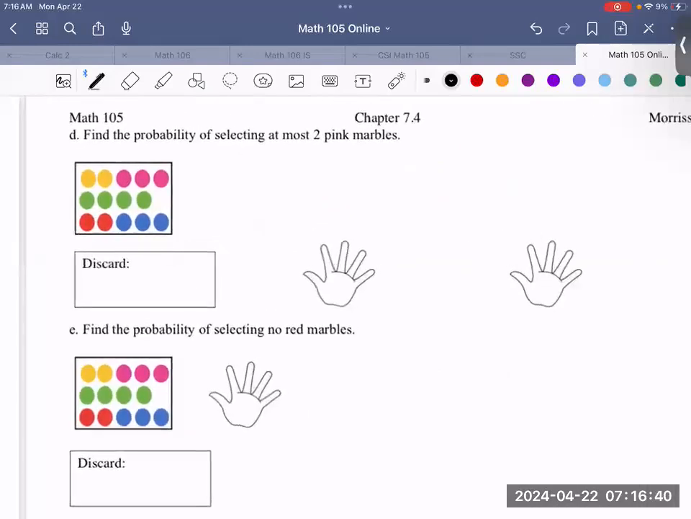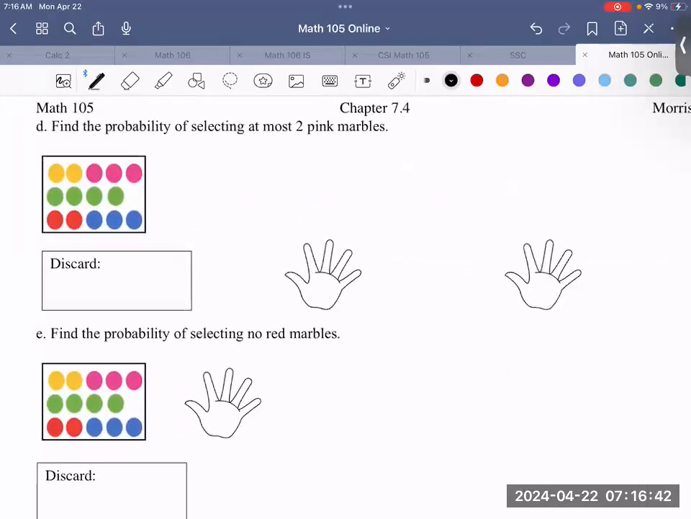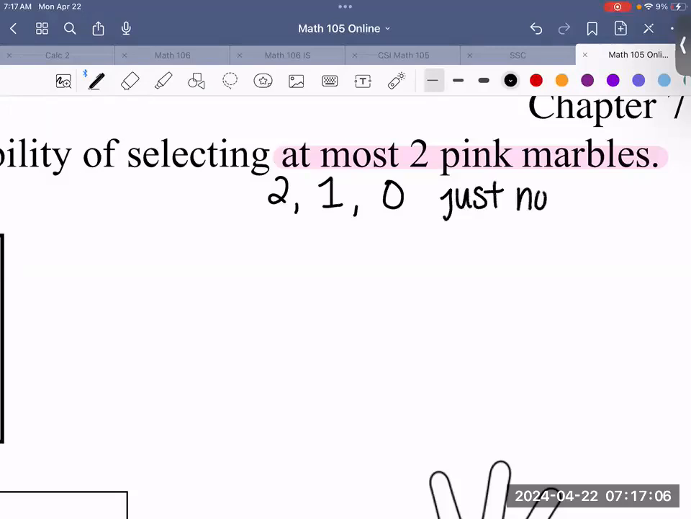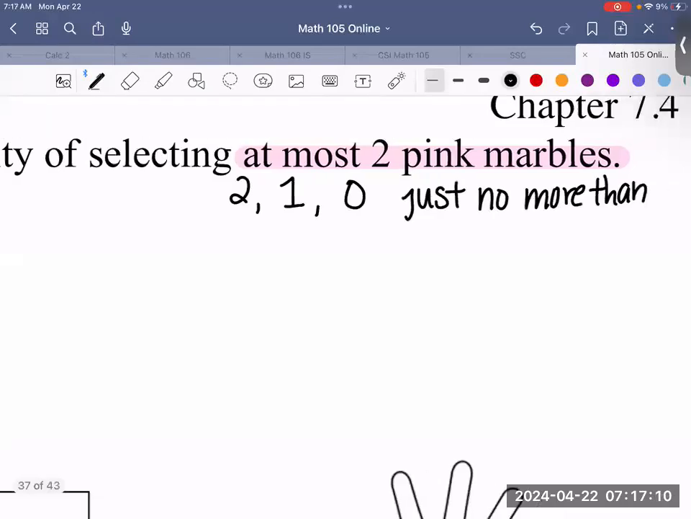All right, let's keep trying it. Let's find the probability of selecting at most 2 pink marbles. At most 2. What does at most 2 mean? At most 2 means 2, 1, or 0. Just no more than 2.